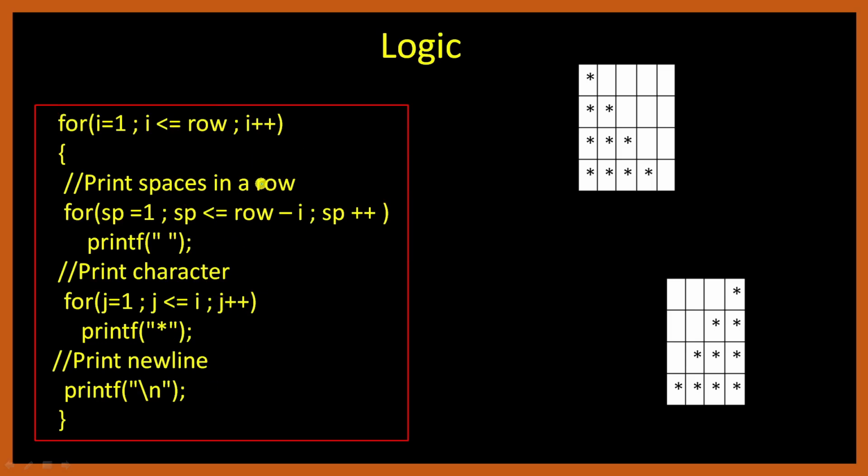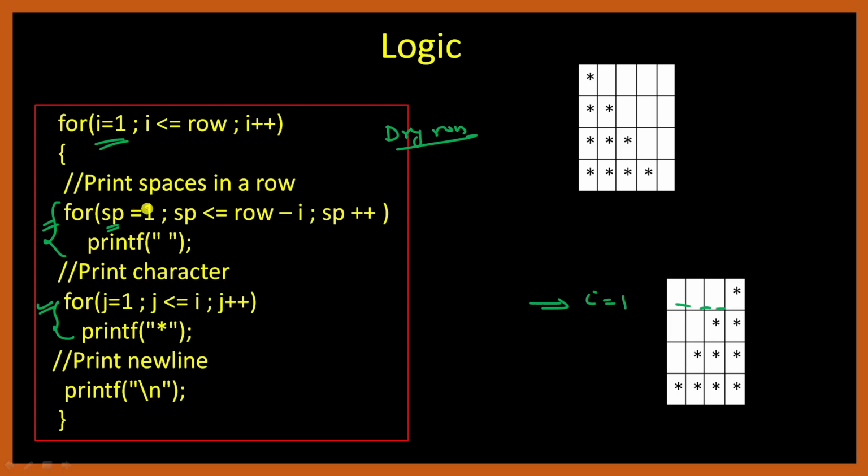Now I will run it just for two rows to show you. For I equal to 1, I am here. Now I have taken one variable to keep track of the spaces, that is the SP variable. You can take any other variable also, you can even take the J variable, because this loop and this loop are both independent. Here J is getting initialized.